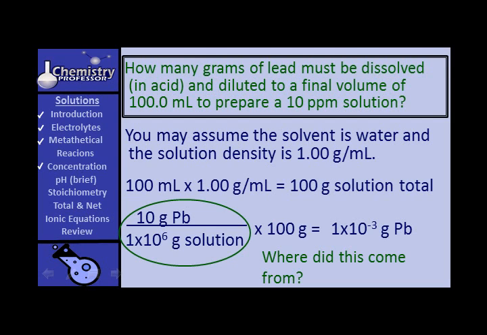And when we work this out, it comes out to be 1 times 10 to the negative third grams of lead. Now, folks, you could do this by ratio and proportions. 10 grams of lead to 1,000,000 grams of solution as X is to 100 grams of solution. You get the idea? It works the same way.